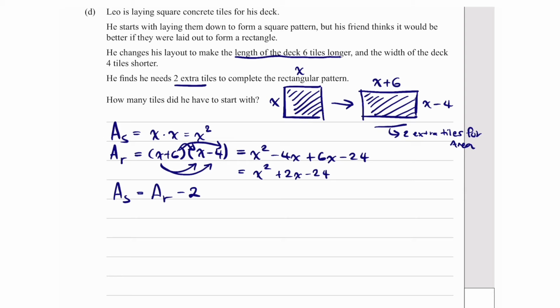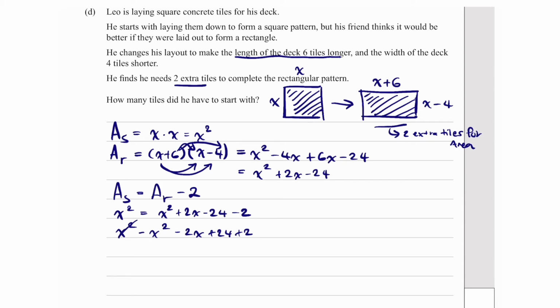Now because we have expressions for the area of the square and the area of the rectangle, let's substitute that in. So the area of the square was x squared. That's equal to x squared plus 2x minus 24 minus 2. Let's simplify down now. Because we've got essentially a quadratic here, let's move everything to the left hand side. We're going to get x squared minus 2x plus 24 plus 2.